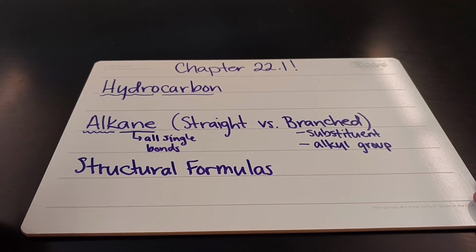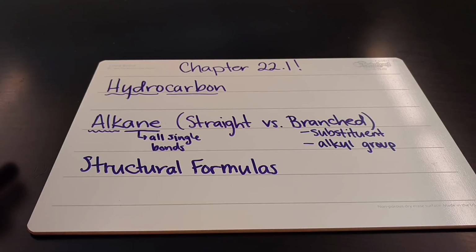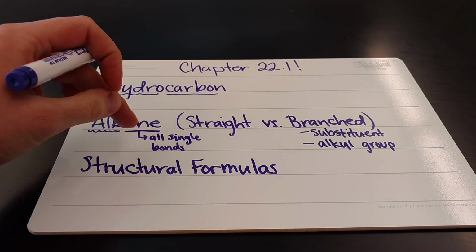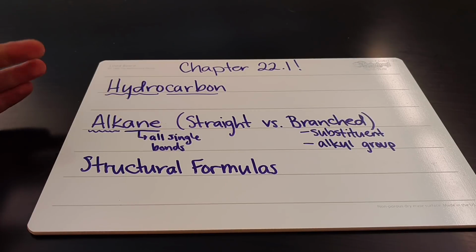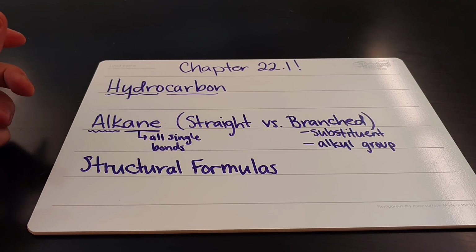If you remember back in chapter 8, we were learning about covalent bonds, and carbon, because it only has 4 valence electrons, must make 4 bonds. Well, in an alkane, all it has is single bonds, so it's going to have 4 single bonds. Other possibilities for carbon would be double bonds, triple bonds, in combination with single bonds, always equaling 4 bonds.